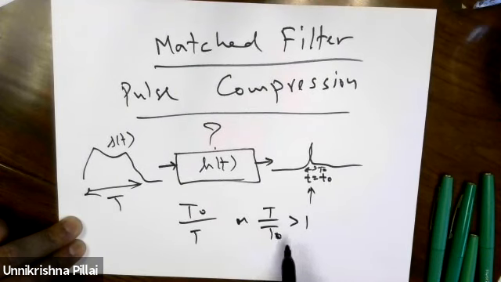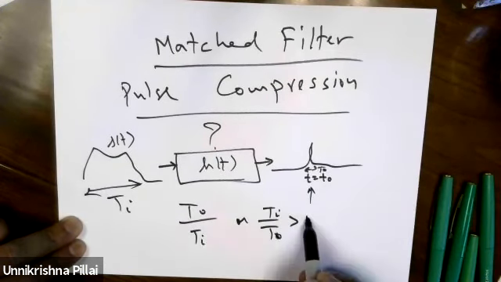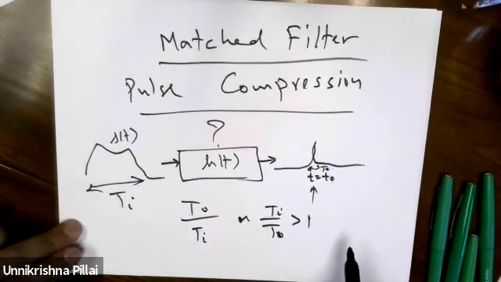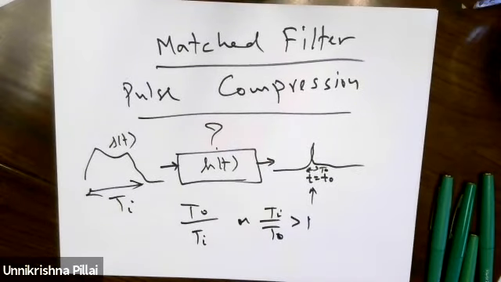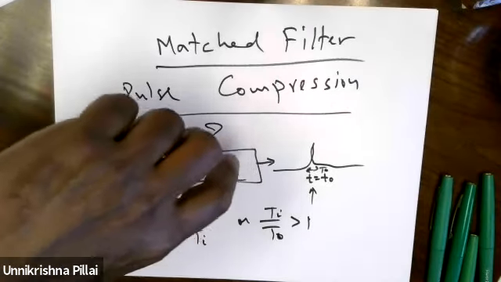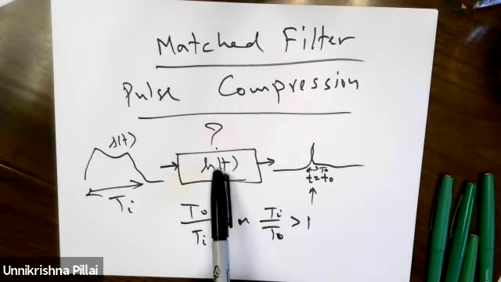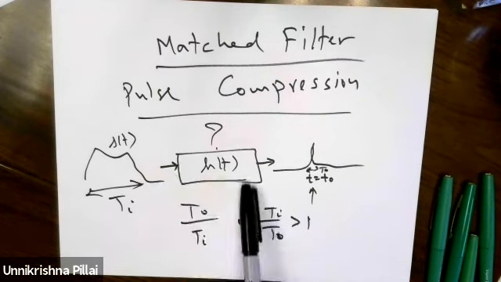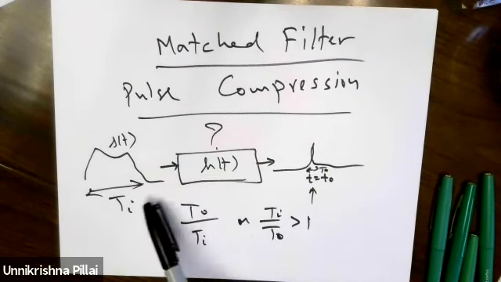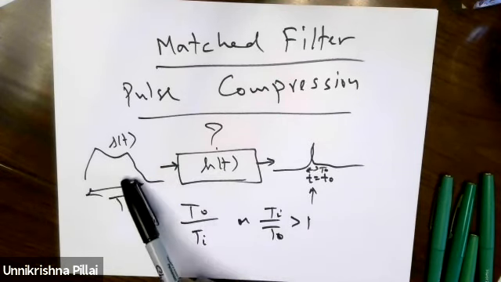T naught is the output pulse length. Ti is the input pulse length. So this ratio should be as large as possible. The question is, how do you do it? And remember, it's even worse. If I call this a receiver or a filter, we need to find such a filter which is good for any waveform.